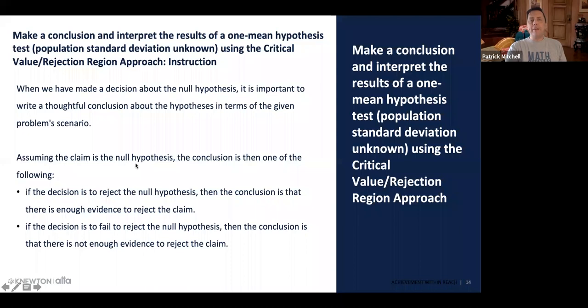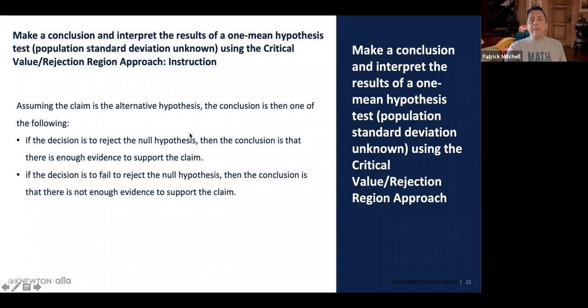But if the claim is the null hypothesis, and you've heard this before, by the way, the conclusion is one of the following. If you're rejecting the null hypothesis, the conclusion is that there is enough evidence to reject the claim. And if the decision is to fail to reject the null hypothesis, then the conclusion is there is not enough evidence to reject the claim.